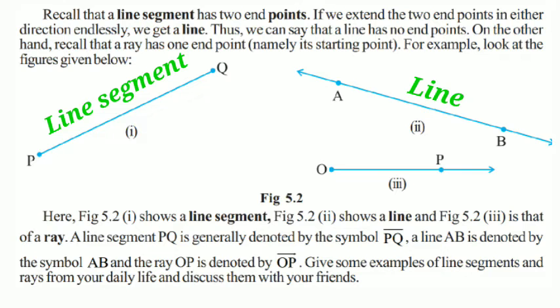On the other hand, recall that a ray has one endpoint. For example, look at the figures given below. The third figure gives you the ray diagram. The first figure is a line segment, the second is a line, and the third one is a ray. A line segment PQ is generally denoted by the symbol PQ bar. A line AB is denoted by the symbol AB, and ray OP is denoted by OP with an arrow mark.